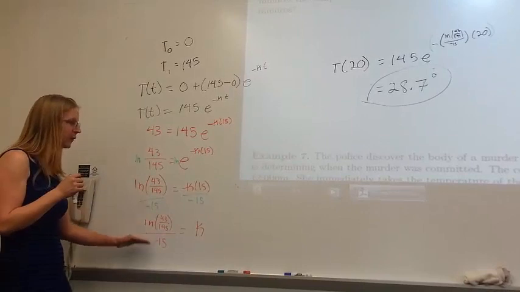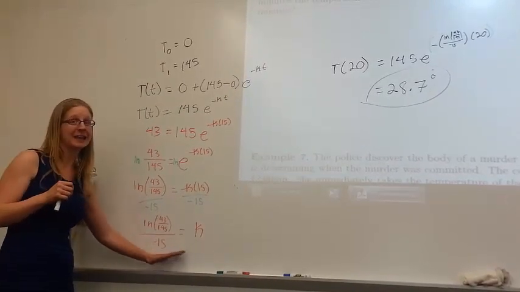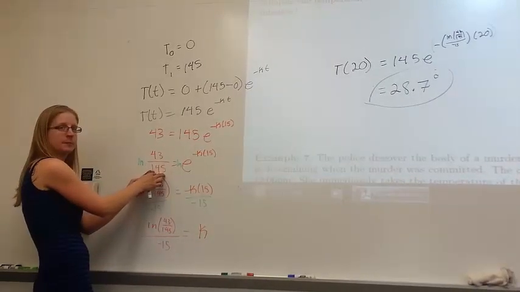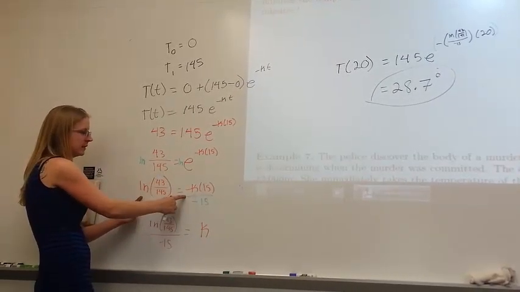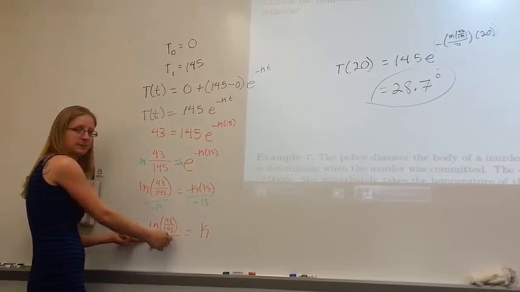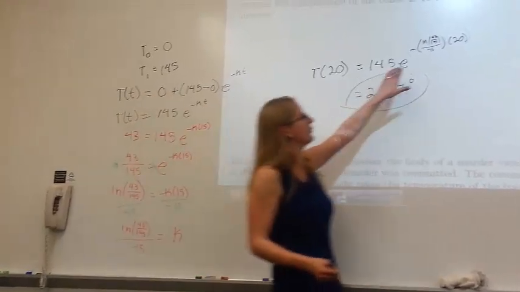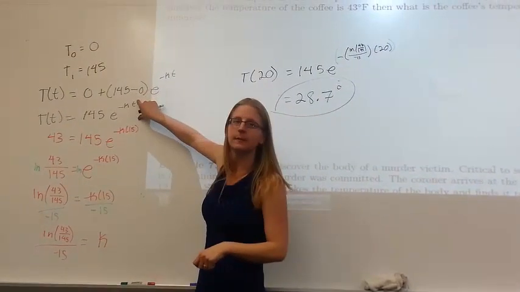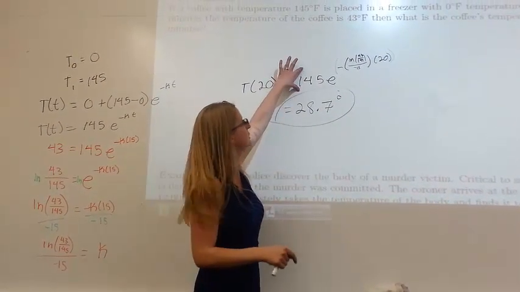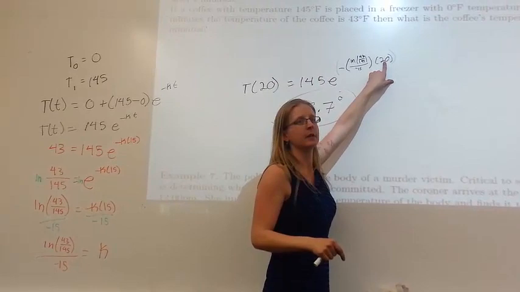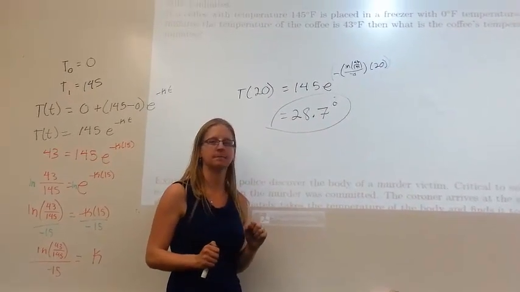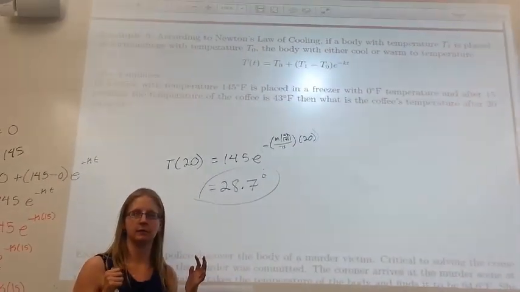So once I solved for K, now I could take that K value, and here's how you solve for K. You divide by 145, you took ln of both sides, and then you divided by the negative 15. And I took that, and I now replugged it back into my formula, and that formula came from here. Okay. And then all I had to do was plug in 20, because the question asked for 20 minutes, and that gave me the temperature after 20 minutes. Ta-da.